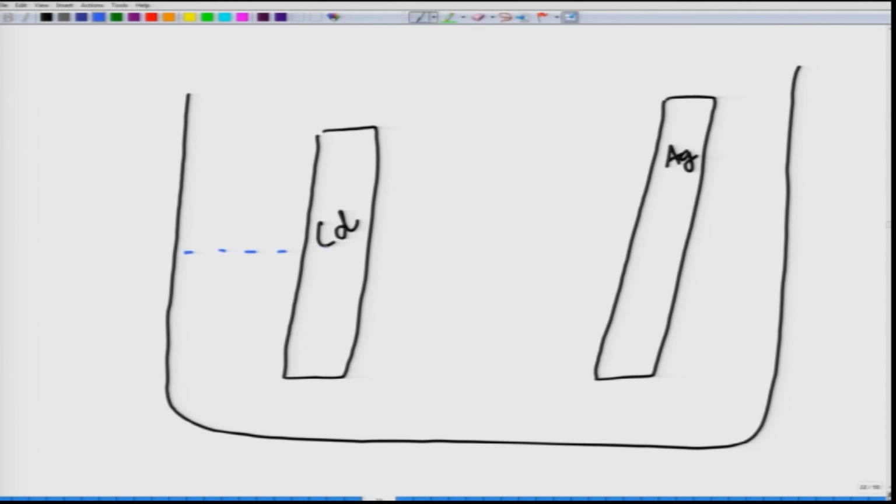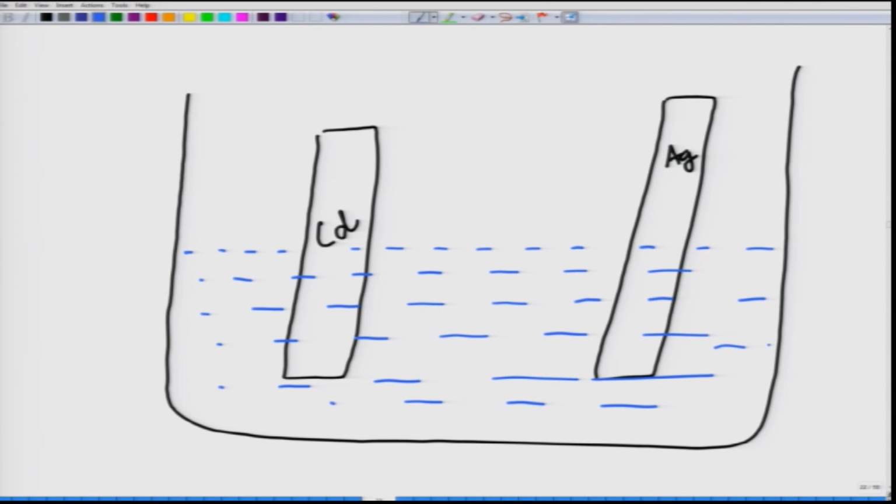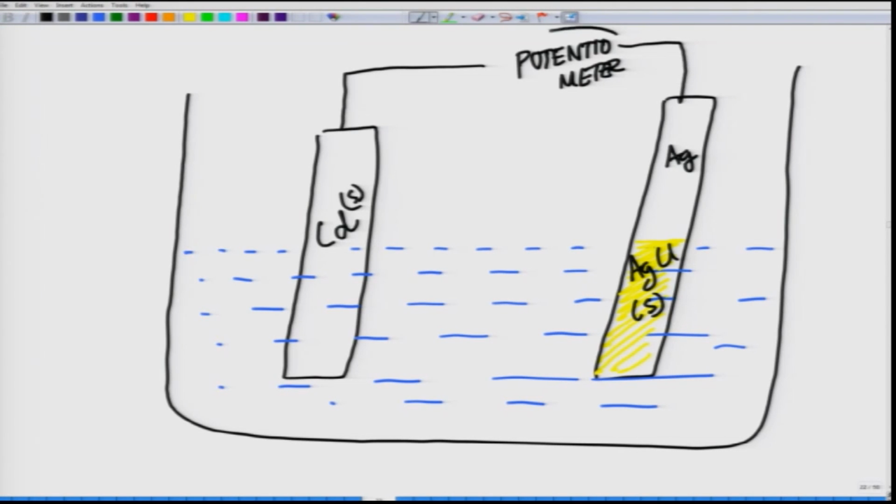so here you are having the electrolyte, okay, and this is kind of coated with AgCl. So this is an AgCl, silver chloride electrode. Okay. So silver chloride electrode, this is a solid electrode here, cadmium, this is also a solid electrode here, and this is connected to a voltmeter or potentiometer to measure the voltage across it.